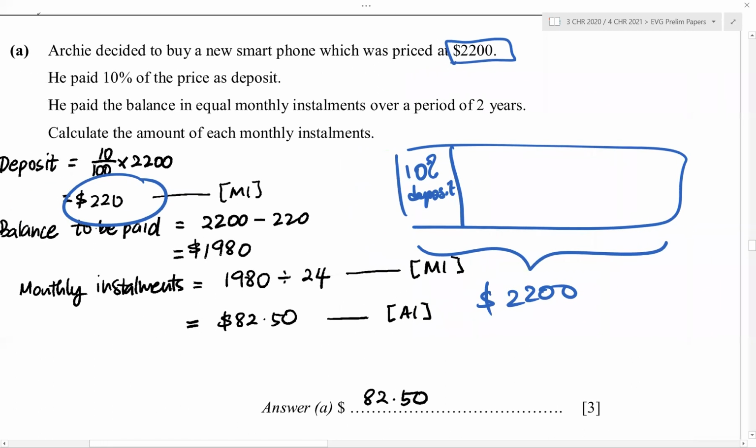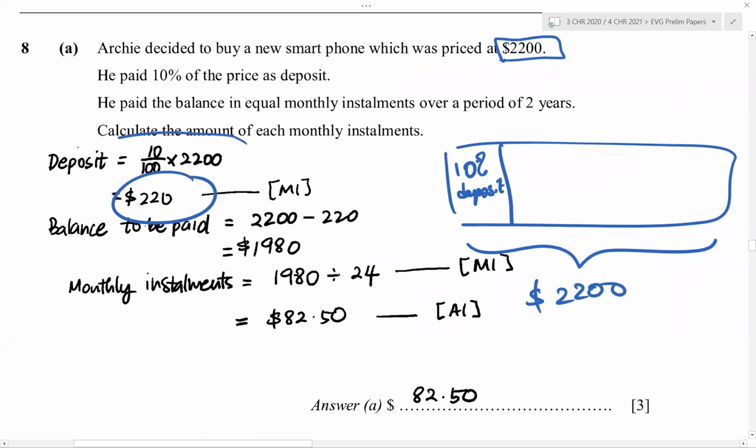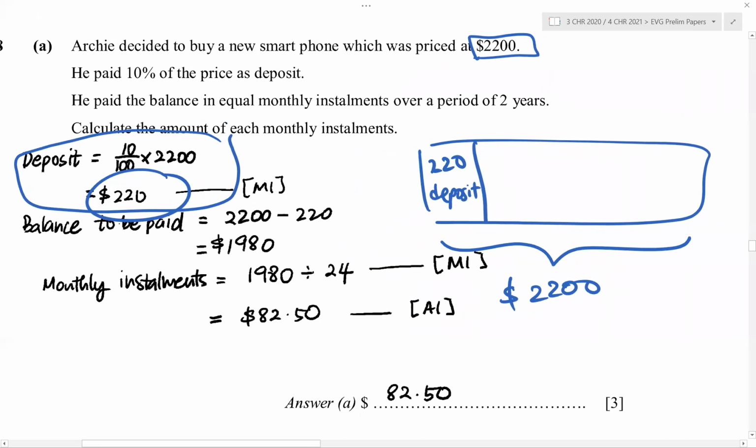So the deposit is 10%. 10% of 2,200 is $220. So this is our deposit, 220. And he paid the rest in monthly installment over 2 years. 2 years meaning 24 months.